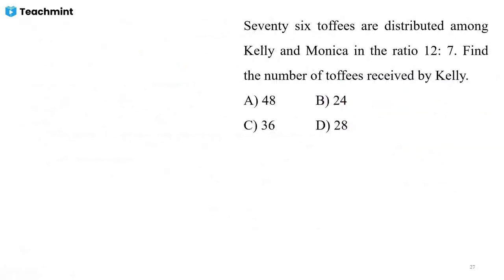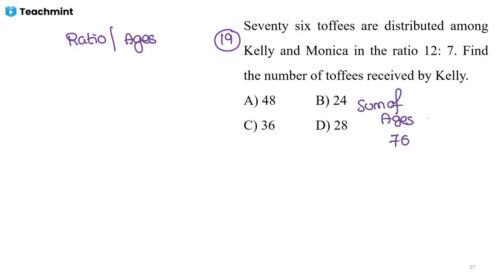Now see ratio, quant. This model, one question guaranteed. Ratio or ages. In this model they'll say two people's ages are in this ratio and the total age is so much. Total of two persons' age is 76. They can give the question like 76 is the sum of ages of Kelly and Monica, and their ages are in the ratio 12:7. What is the age of Monica after 4 years? What is the age of Kelly before 4 years? Like that, they can ask related to ages as well.